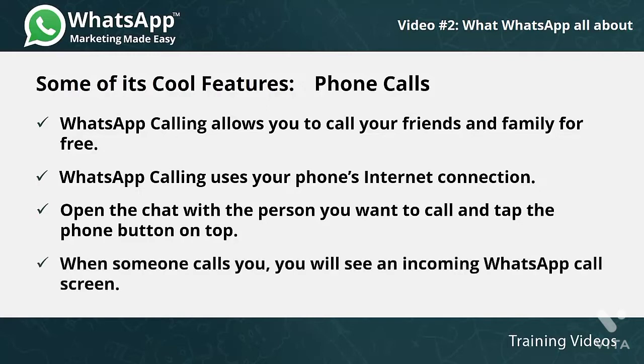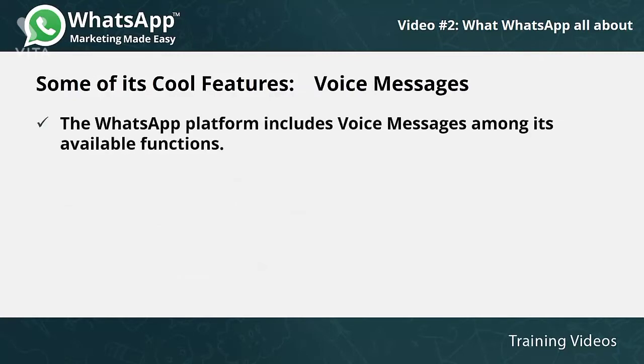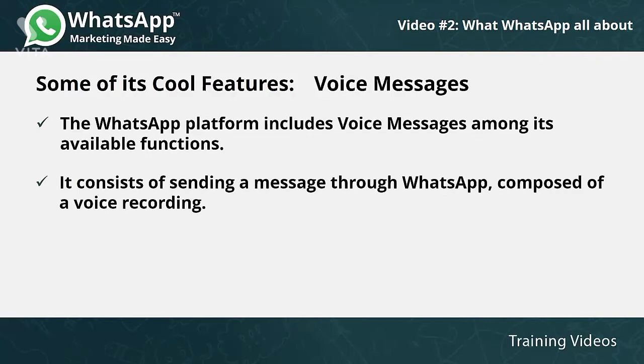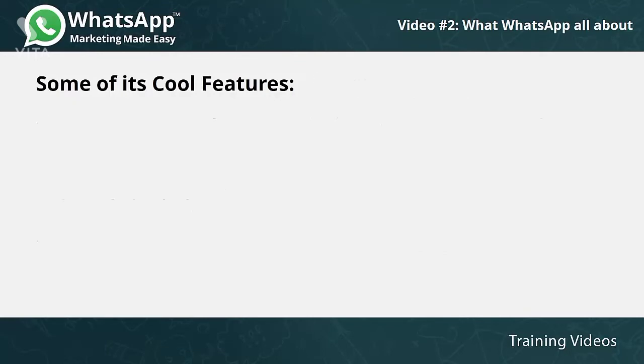When someone calls you, you will see an incoming WhatsApp call screen. You can tap and slide the green button to answer the call or slide the red button to decline the call. Voice messages. The WhatsApp platform includes voice messages among its available functions. It consists of sending a message through WhatsApp, composed of a voice recording. It is up to 1 minute, which makes messaging optimal and fast.